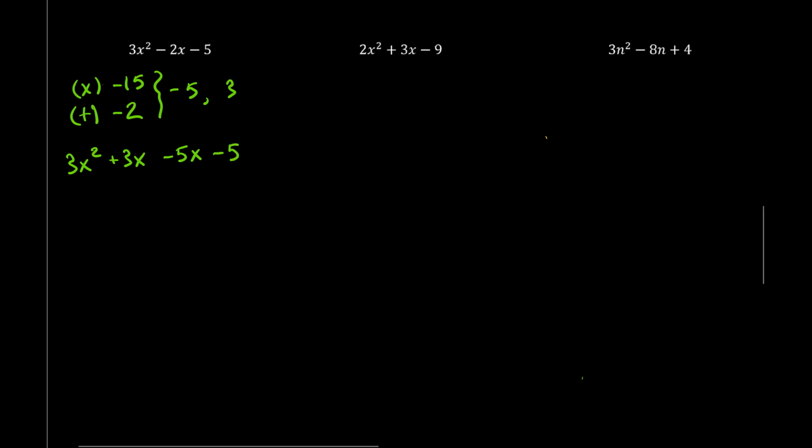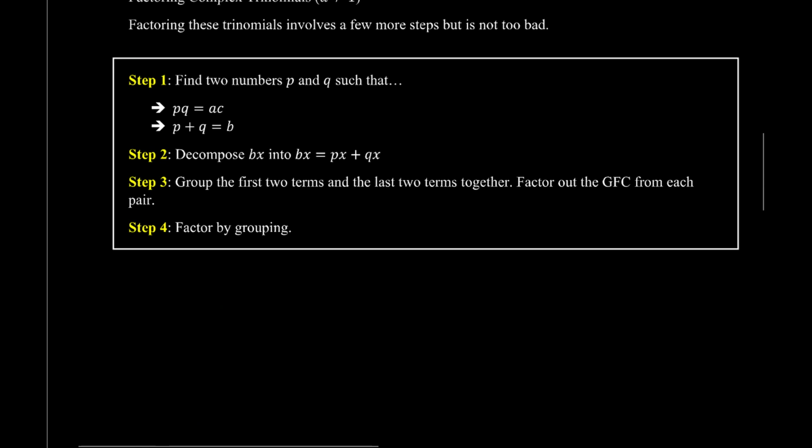Now, you might be asking yourself at this point, okay, well, why did you do 3x minus 5x instead of minus 5x plus 3x? Okay, I'm going to explain that in a second, but I'm just going to continue following these steps here.